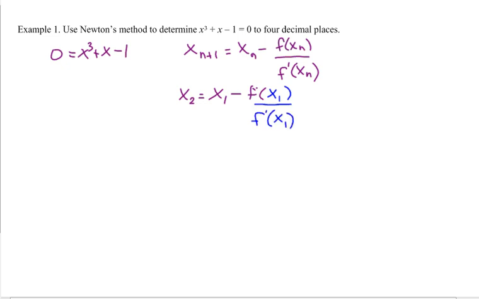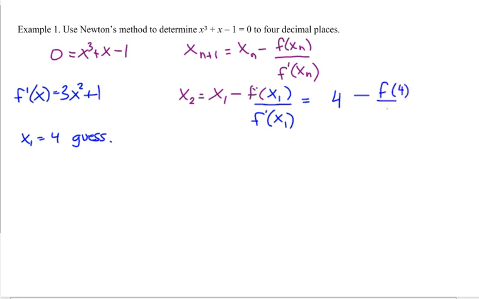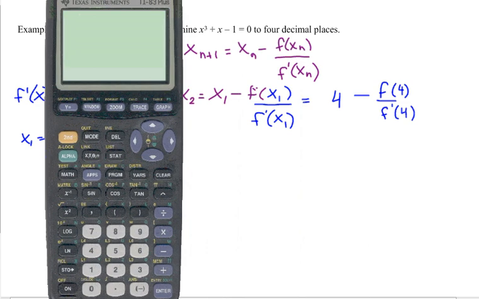We also need to know the derivative of our function. So what's the derivative of this function? 3x squared plus 1, because we're going to have to plug it in. Okay, now you said 4? Sure, let's start with 4. So our guess, x1 equals 4. What we're going to do is plug it in. So we have 4 minus f of 4 over f prime of 4 into our calculator. This is why it's going to get easier.